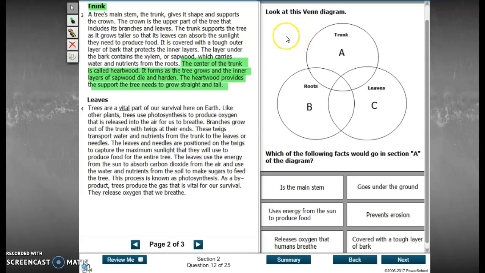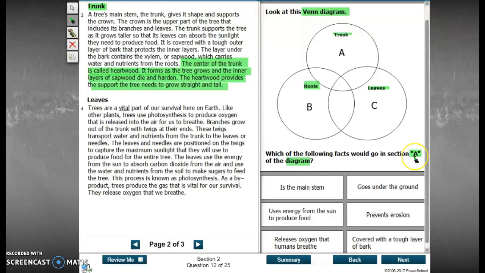All right, so this is number 12, and this is a Venn diagram. It says, look at this Venn diagram. Use your titles. We have trunk, leaves, roots. Anything in section A is true about the trunk. Anything in section B is true about the roots. C is the leaves. Where they overlap would be things that are true about both or all three, right here in the center. Which of the following facts would go into section A of the diagram?